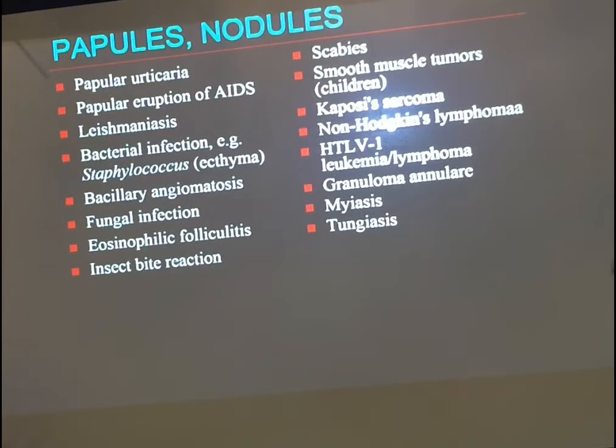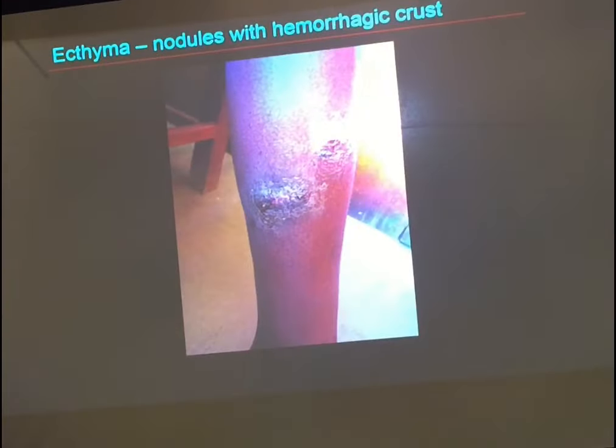Third morphology, papules and nodules. Papules are raised lesions 0.5 to 1 centimeter, and nodules are raised lesions more than 1 centimeter. There is a huge differential in the tropical derm section that is listed here. One of the big ones is ecthyma. These are nodular lesions on the legs, infection by Staph aureus, very common in the tropics. Another thing in the differential is tropical ulcers, which are multibacterial in nature.